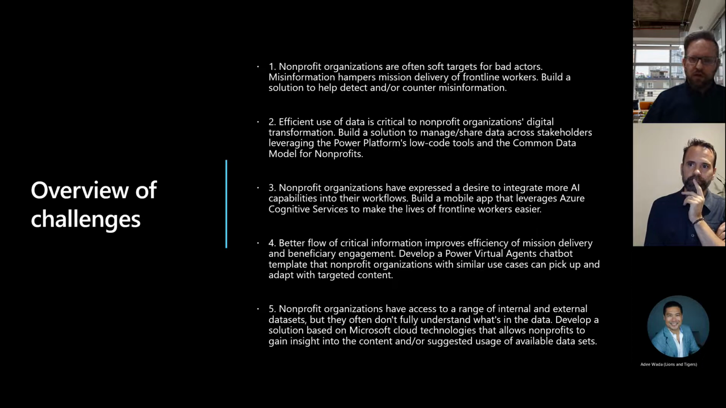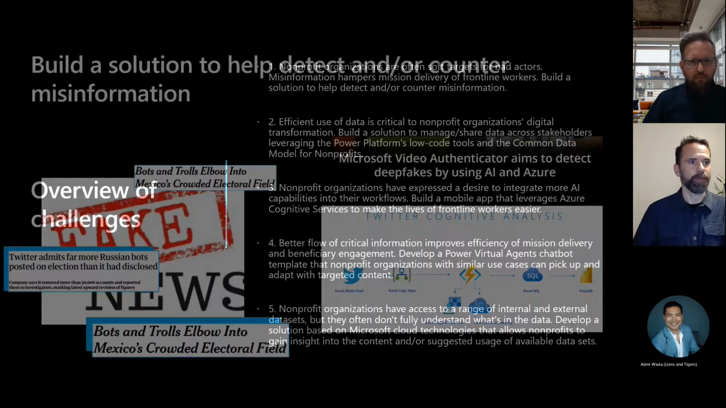So with these goals in mind, Michael and I came up with the following 5 challenges, and I'll step through these on the following pages. So Michael, could you advance to the next slide? Yes.